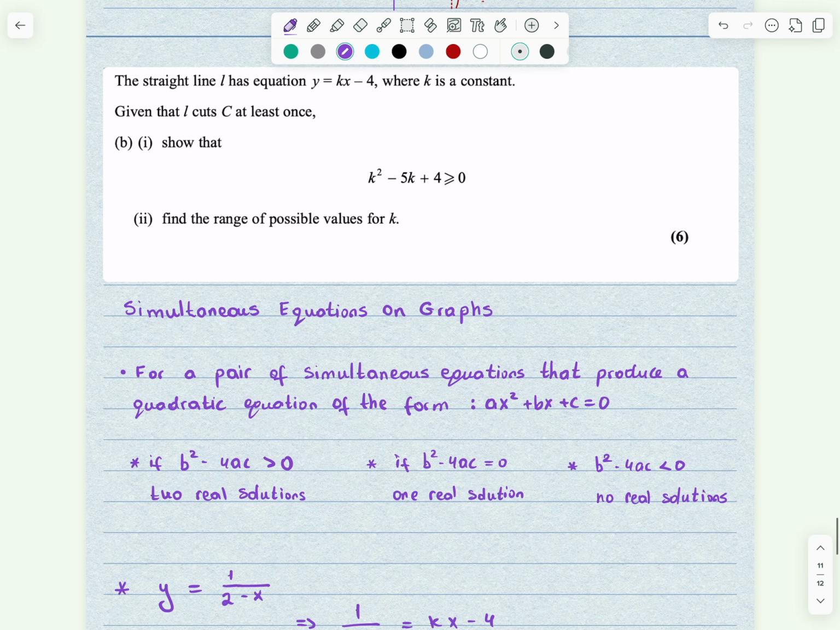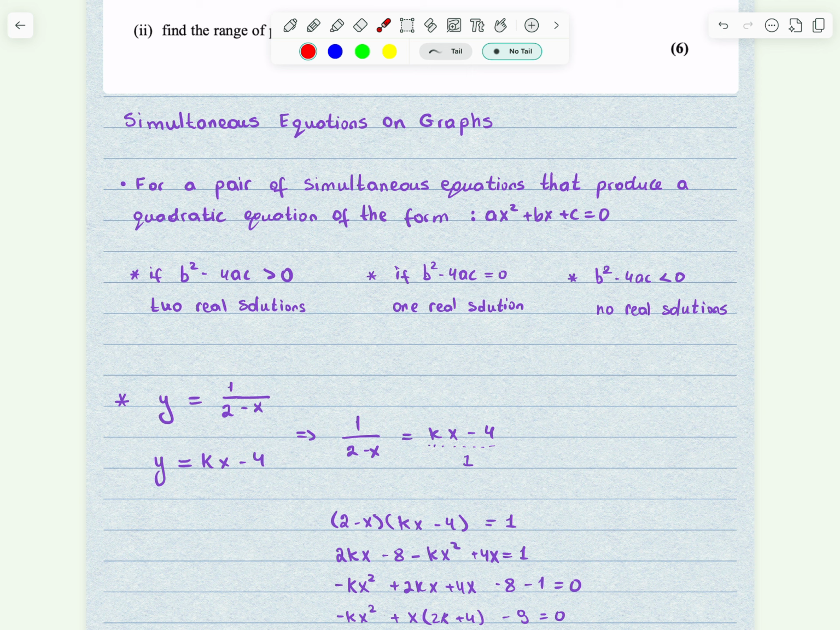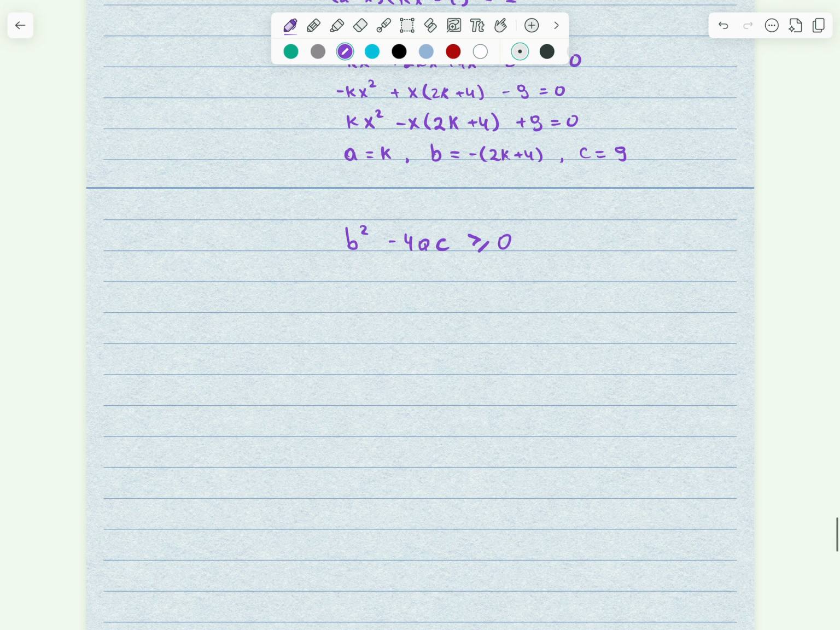Remember what they said on the top? They said the L over here, which is that line, cuts or meets the graph of C at least once, and this is two solutions or one solution. That means it's going to be greater than or equal to, because they say at least 1. So I'm going to be solving this as b squared minus 4ac greater than or equal to 0. That's what they want, okay, at least 1.